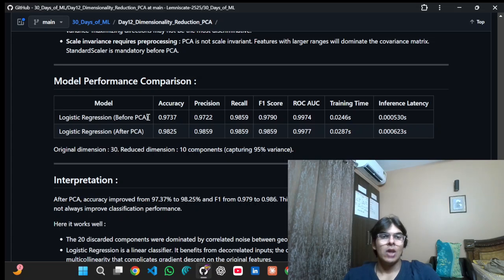Basically, we applied the logistic regression model to build the breast cancer classification model. This is the accuracy and precision before the PCA, and this is after the PCA. Of course we can see the accuracy has increased a little bit, and so has the precision. All of the metrics have slight changes in them. This basically proves that PCA is working very well here, because we have got only 10 components, 10 dimensions, which are capturing 95% of the variance. So our task has been accomplished successfully.